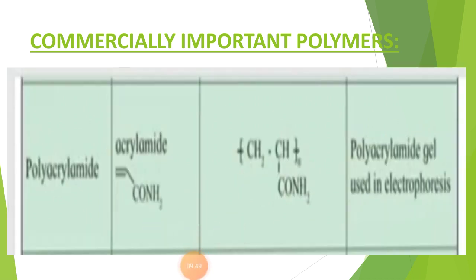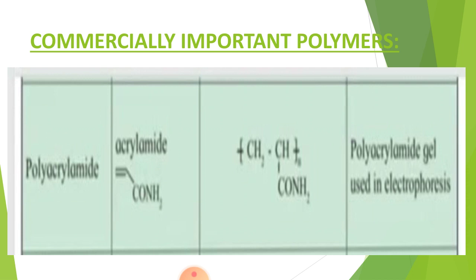The next polymer is polyacrylamide. Here we are using the monomer acrylamide. One acrylamide monomer links with another monomer, and then it gives polyacrylamide. What is the structure of acrylamide? CH2 double bond CH CO NH2. This is acrylamide.